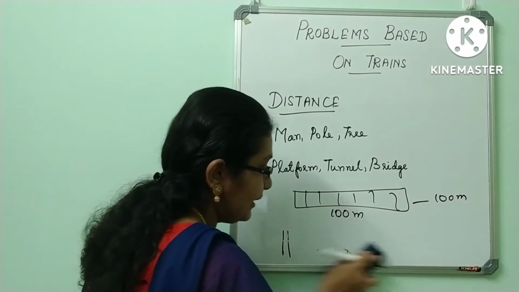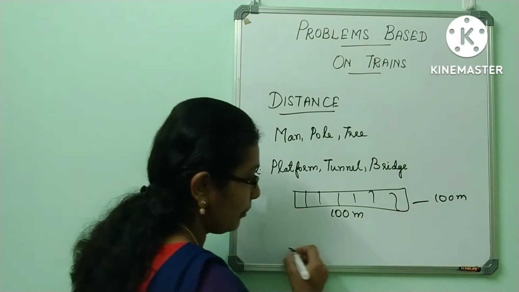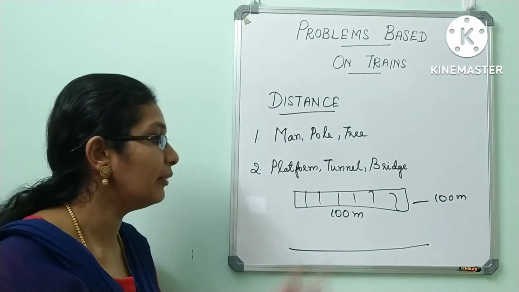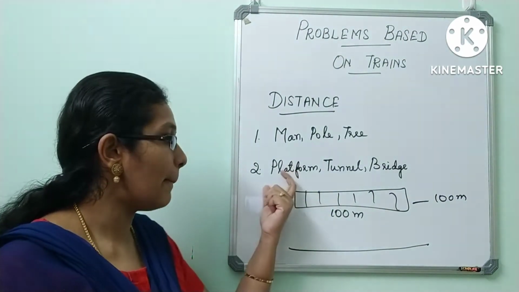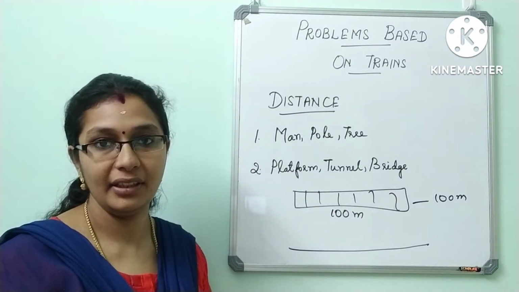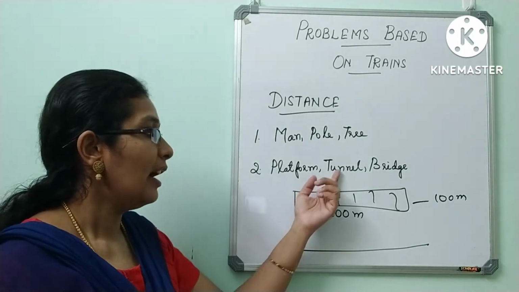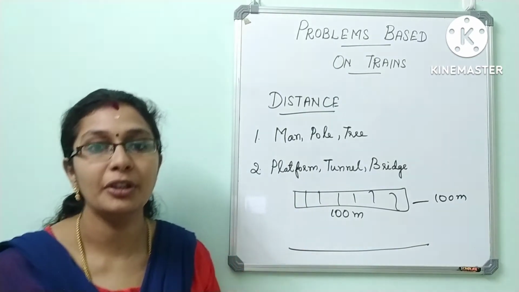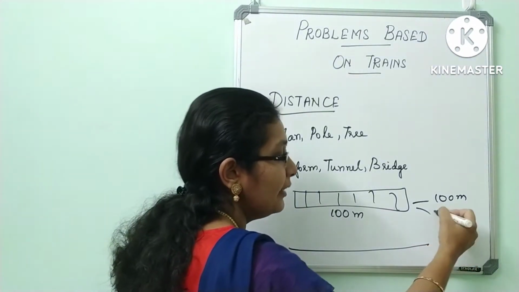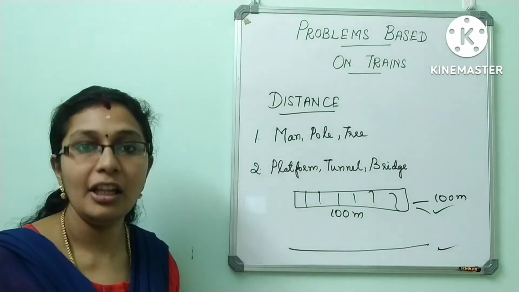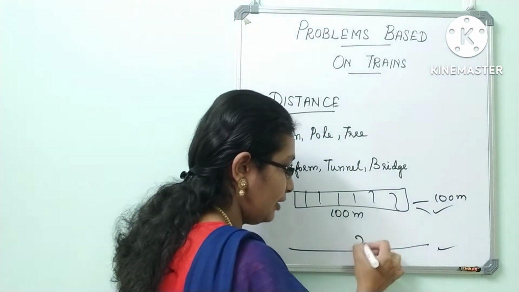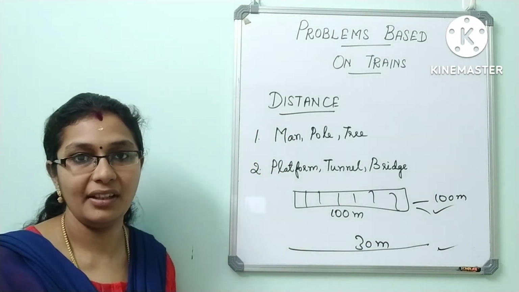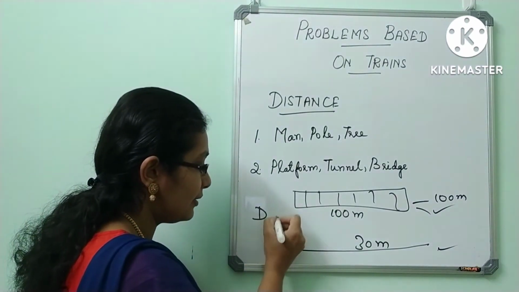Whereas in case you have a platform, a tunnel or a bridge, it is of greater length when compared to man, pole and tree. Yes, we can compare the length of a platform to that of a train, correct? Maybe 20 meters. A tunnel, a bridge, the same applies to all three. So in that case, what you will do is add up the distance of both the train as well as the tunnel or bridge or platform. Say 30 meters. This can be compared to the distance of the train, right? So that time you will add up the distance.